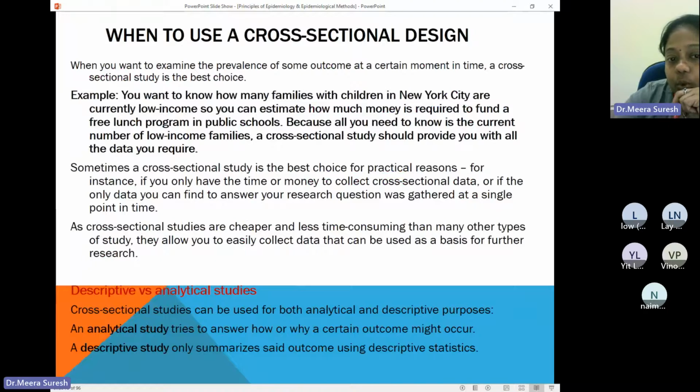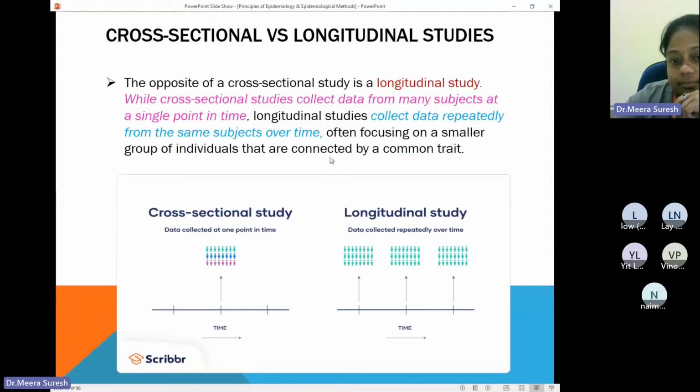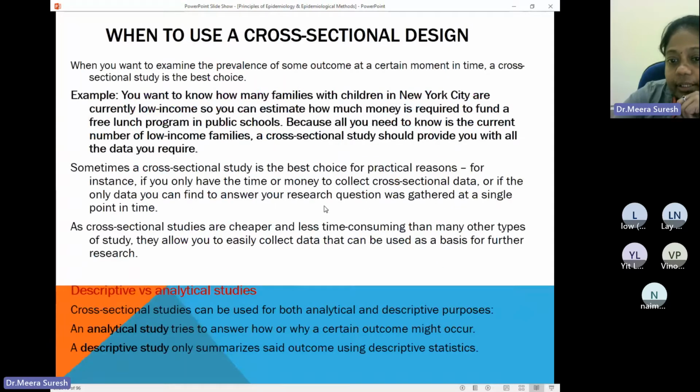For example, you want to know how many families with children in New York City are currently low income, so that you can estimate how much money is required to fund a free lunch program in public schools. Because all you need to know is the current number of low income families. A cross-sectional study should provide you with all the data you require.